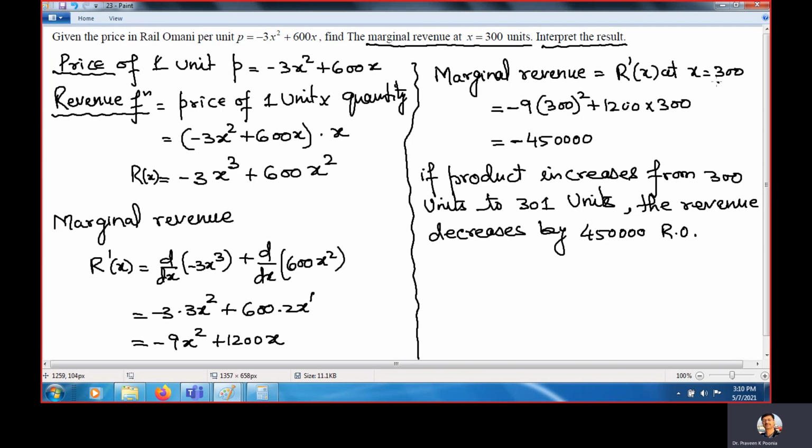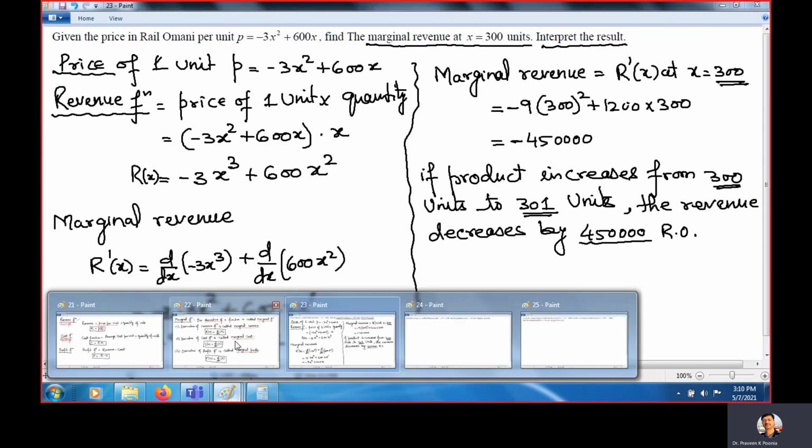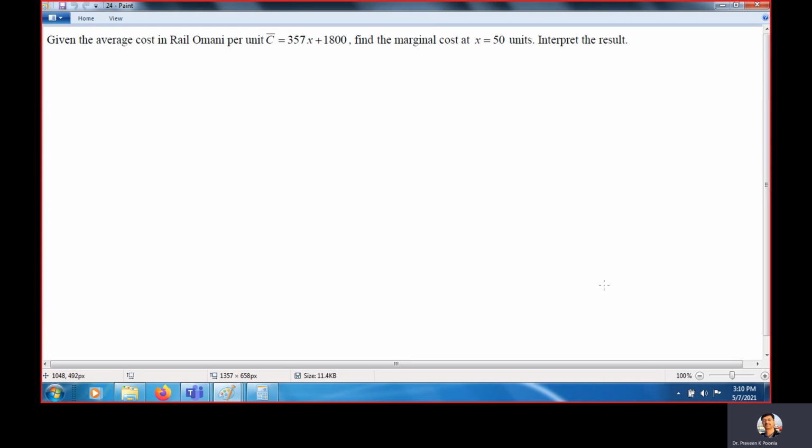Because we evaluated at 300, we will write 300 to 301. That means if we increase the production from 300 to 301 units, the revenue will decrease by this much of Riyal Omani. This is the question. Clear? So this question was based on the revenue. Now the question based on the cost. So what is this? Average cost in Riyal Omani. So what is given? Average cost of a unit is equal to how much?